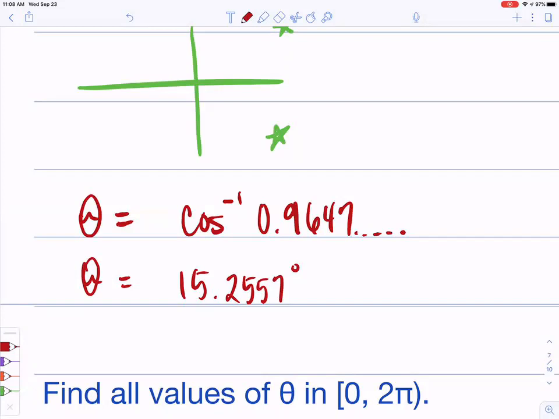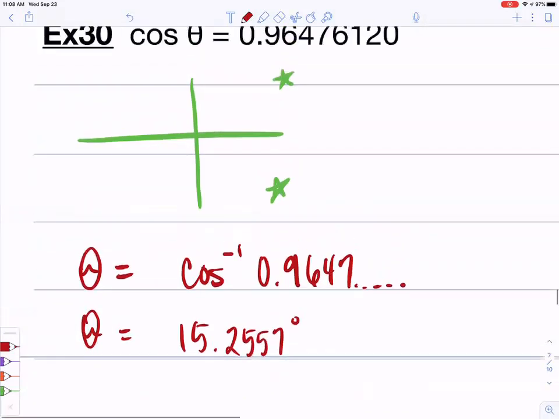Now, which answer in our plan did we find? First quadrant? Yeah, the first quadrant angle. We found the first quadrant angle. We still have to find the fourth quadrant angle, okay? All right, can you do me a favor, which I shouldn't have to ask you to do. Pull out your unit circle or look at your unit circle.